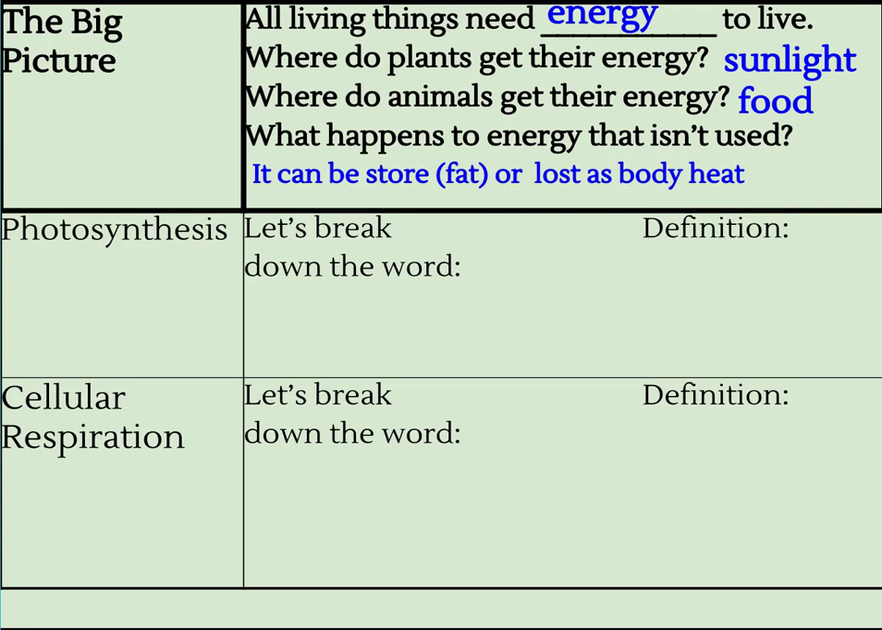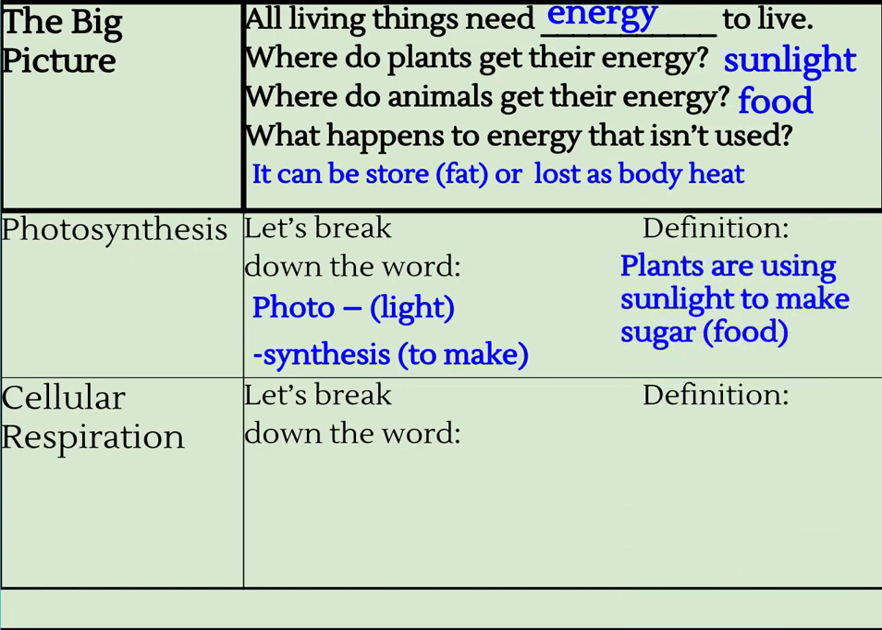Now, in order for autotrophs and heterotrophs to get this energy, they go through two different processes, photosynthesis and cellular respiration. Photosynthesis is for plants. So on your paper, if you need to write down plants under photosynthesis, go ahead and do that. If we look at the word photosynthesis and break it down, photo means light and synthesis means to make. So if we put that into a definition, the plants are using sunlight to make sugar or make their own food. Cellular respiration is what humans and animals go through.